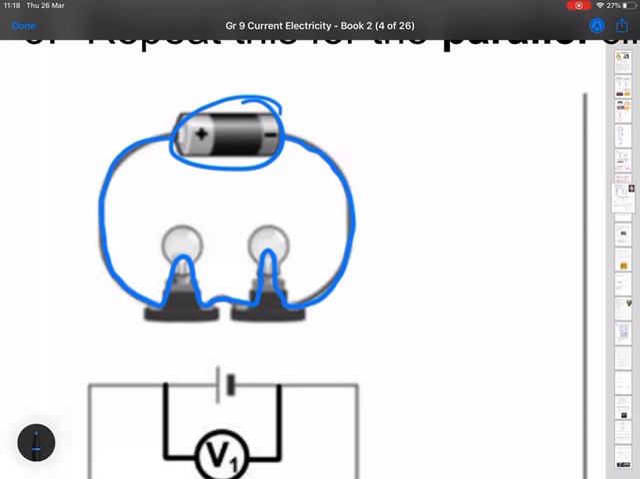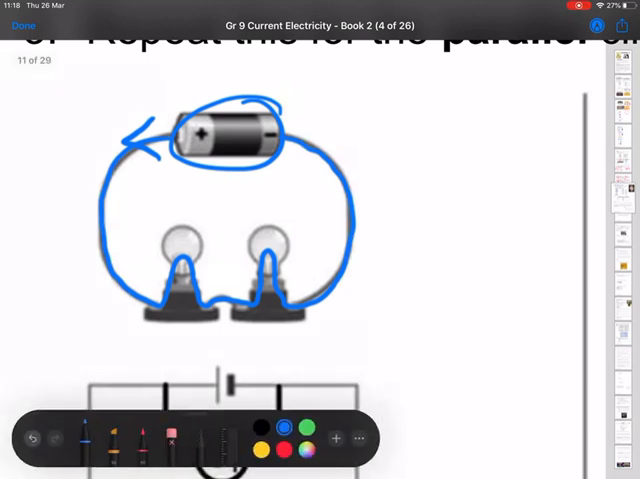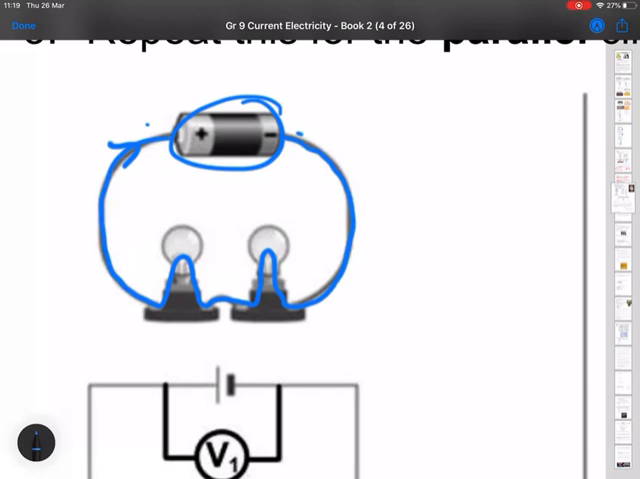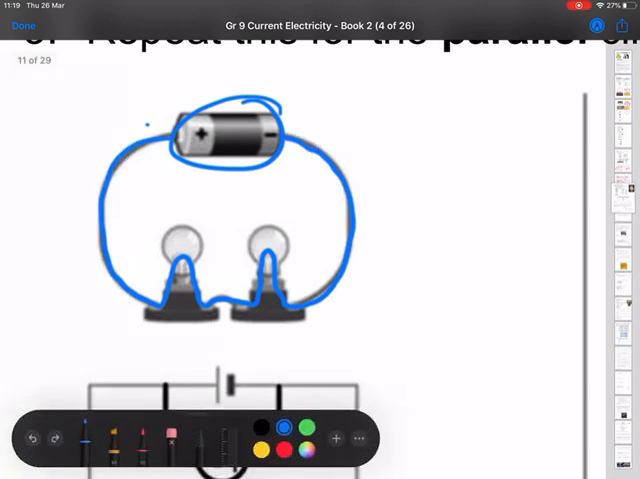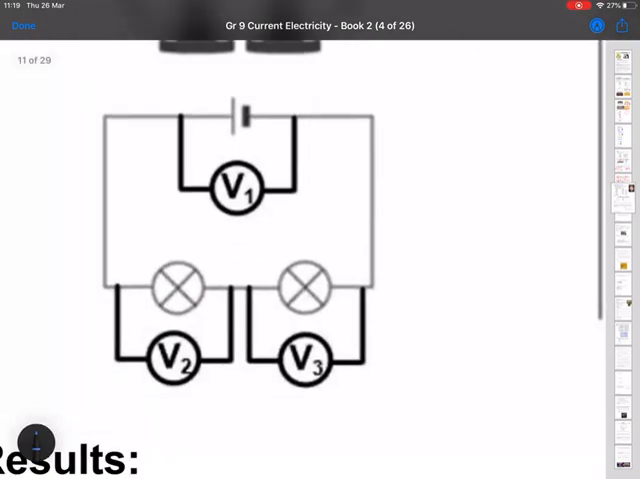If I asked you to show conventional current, it would be what would a positive test charge do? Positive would go that way, so that would be a conventional current. Actual current though, what would an electron do? An electron would go around that way, repelled from the negative and attracted to the positive. Okay, you can play around with that when you do your FET circuit.